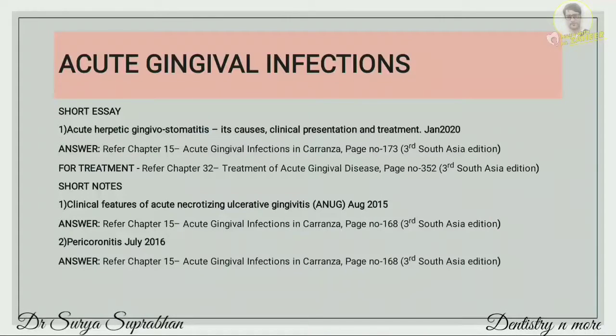Then coming to the short note, clinical features of ANUG, refer to chapter 15, acute gingival infections. And then pericoronitis also you can find in the same chapter towards the end, page number 168.